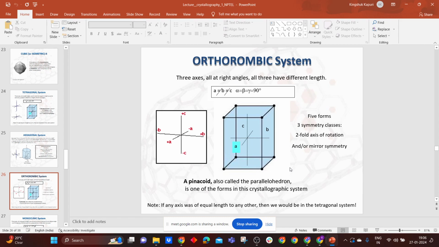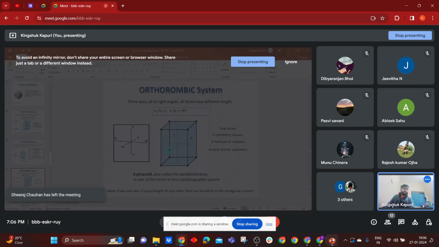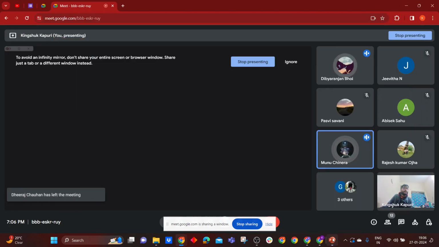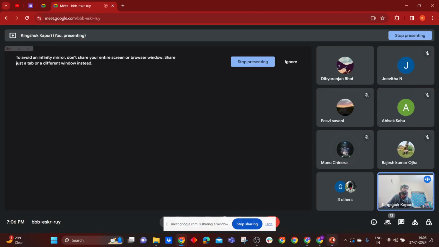And you guys, I think, know a pinacoid. What is a pinacoid? Two parallel faces. Yes, exactly. Two parallel faces. And if those two faces are not parallel, what will it form? It will form a dome, right? Yes, exactly.